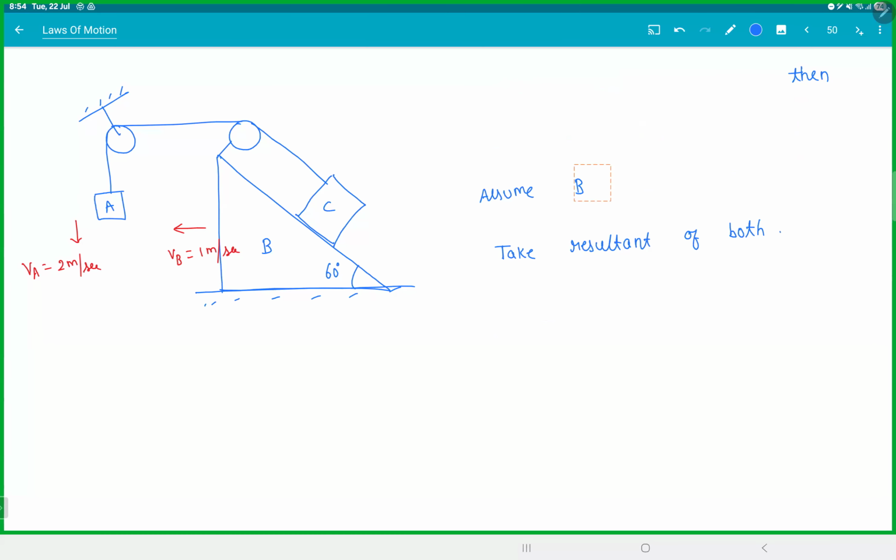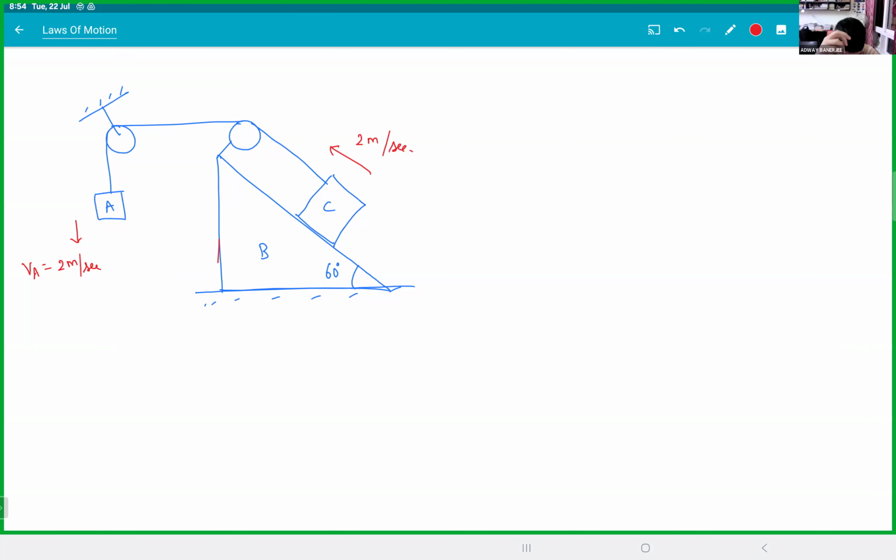First, let only A move. Okay. So if only A is going, forget about B here. Now you tell me, if A is going down with 2, C will go with what? C will go with 2 meter per second. Easy. That was straightforward. So because of C, only this can will go. Next thing.